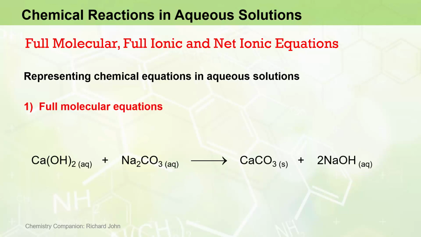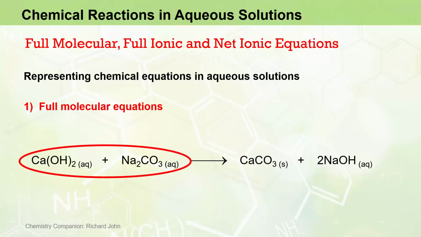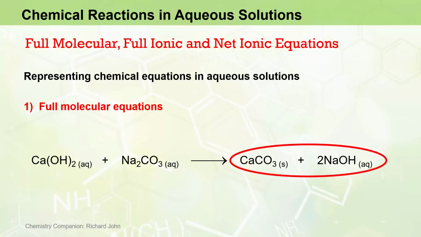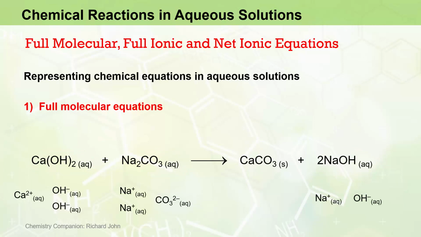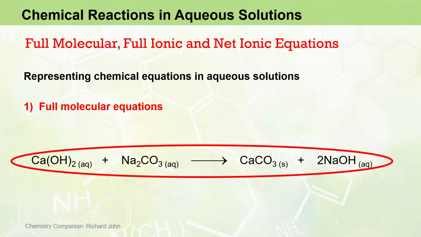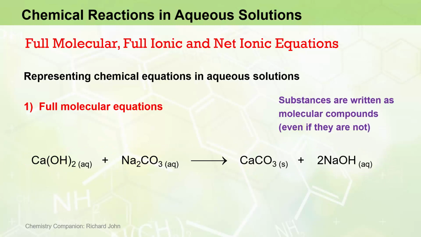Here is an example of a full molecular equation where aqueous solutions of calcium hydroxide and sodium carbonate are mixed together to form a solid calcium carbonate precipitate and aqueous sodium hydroxide. All of the compounds represented in this chemical equation are ionic compounds, and three of them are strong electrolytes, meaning they are highly soluble in water and also meaning that they exist predominantly as separate ions in solution rather than as intact whole compounds. A full molecular equation such as the one shown here is a chemical equation where each of the substances are written as if they were molecular compounds even when we know they are not.